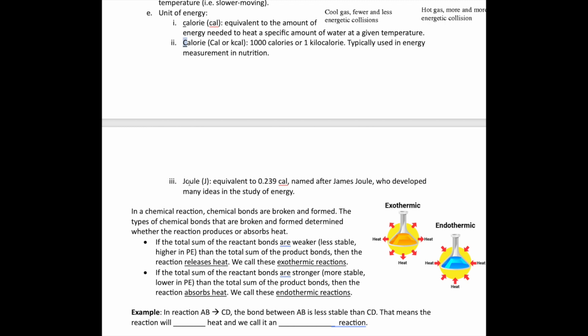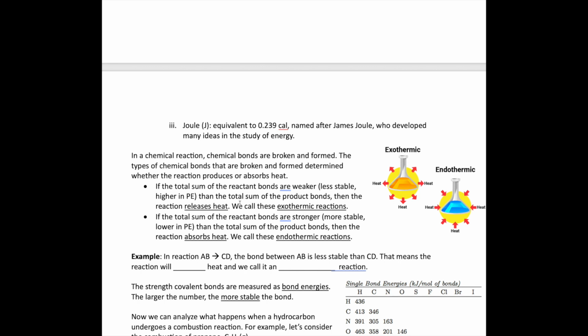The last unit that you will see quite often is the joule, which has the symbol J. This is a small number, equivalent to 0.239 of the little calorie, but it's named after a scientist, James Joule, who developed many of the ideas that we use today to study energy.